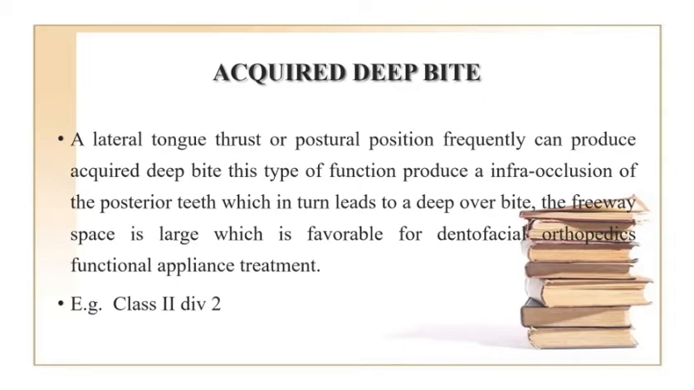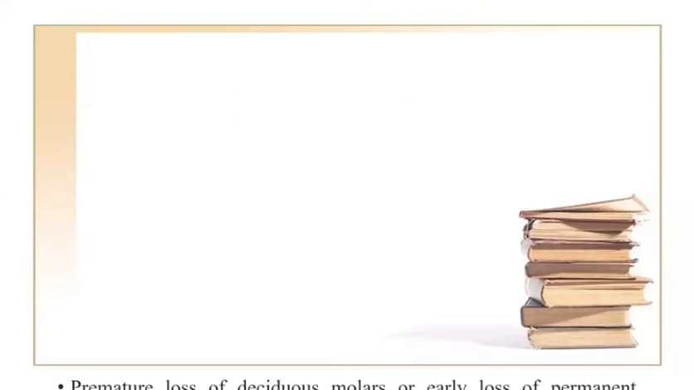A lateral tongue thrust or postural position can frequently produce acquired deep bite. This type of function produces infraocclusion of the posterior teeth, which in turn leads to a deep overbite. The freeway space is large, which is favorable for dentoalveolar orthopedic functional appliance treatment. An example of this type of malocclusion is Angle's class 2 division 2 malocclusion.